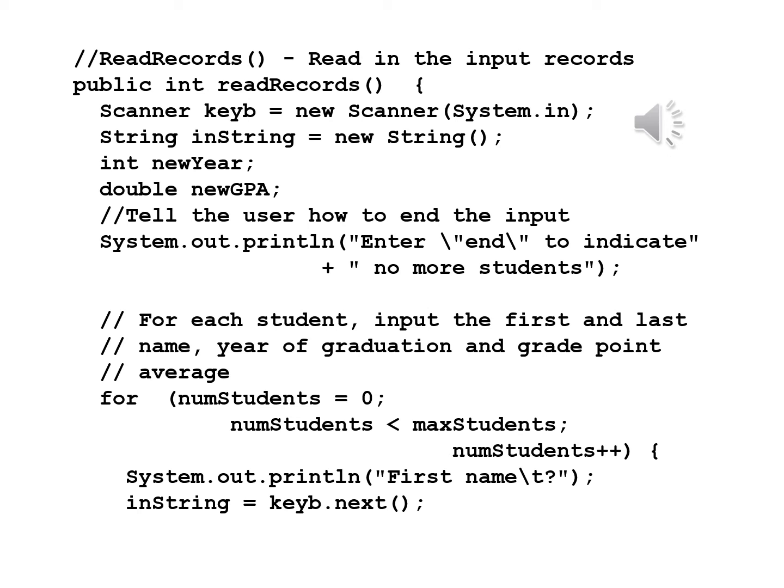Now for each student, I'm going to input the first name and the last name, year of graduation, and grade point average. I begin the for loop with for numStudents equals 0, numStudents is less than MAX_STUDENTS, numStudents++. I ask for first name, System.out.println first name, tab, question mark, and then I read it in: inString equals keyboard.next.